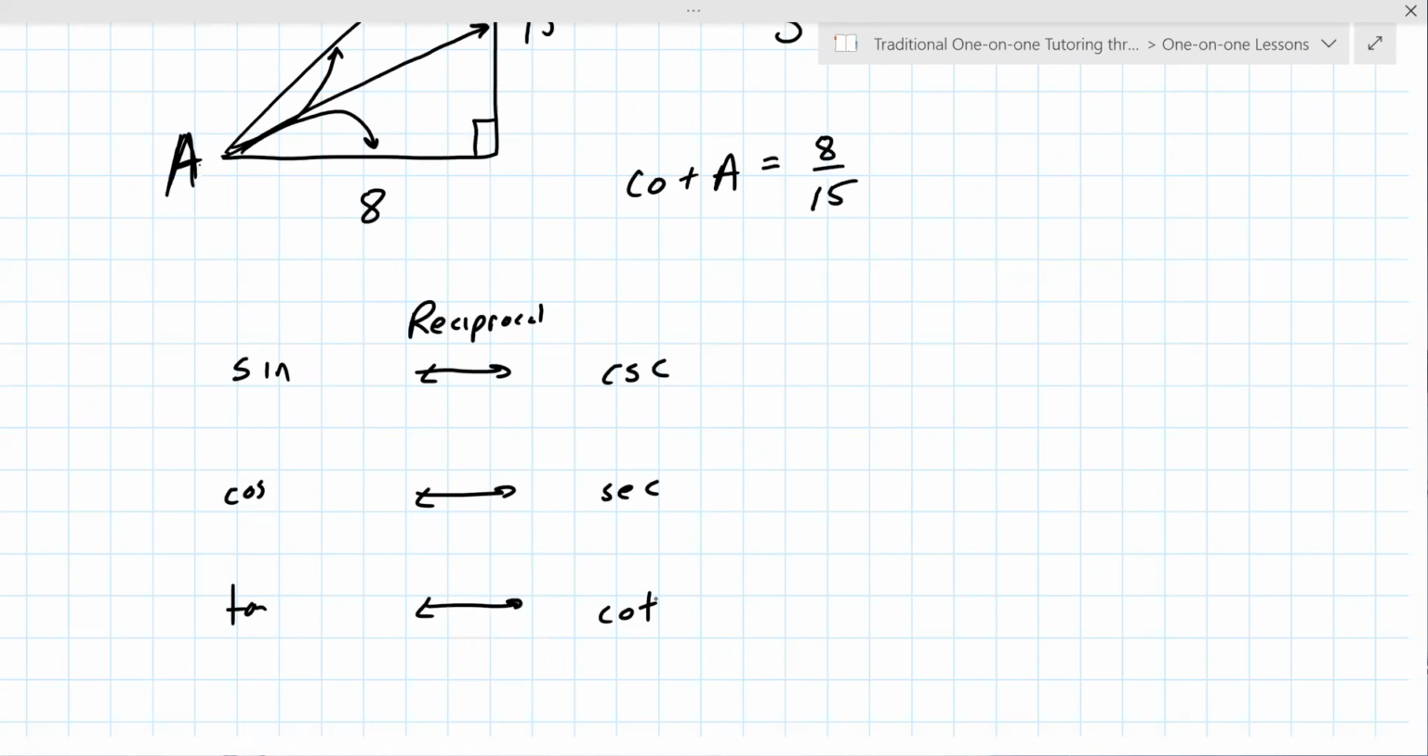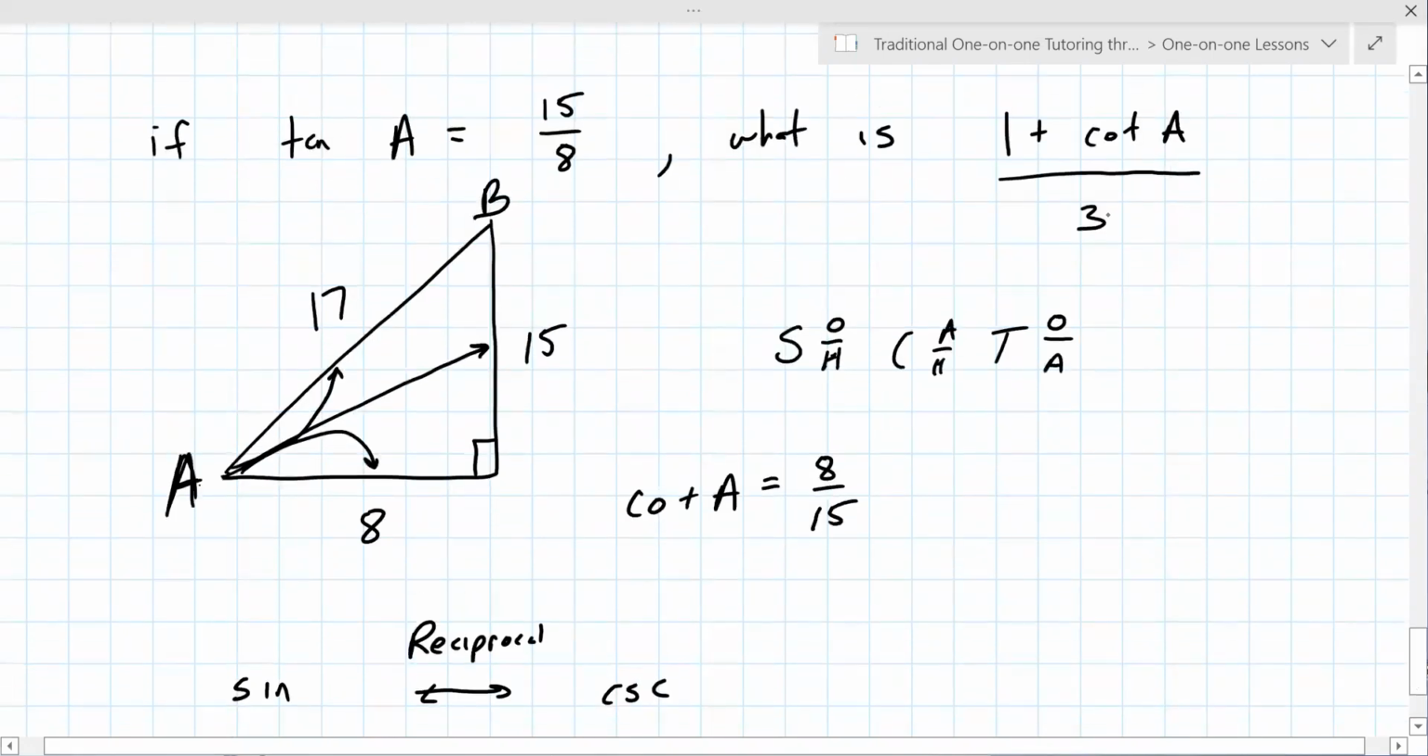Okay, so back to our problem here. Our problem is 1 plus cotangent of A, so 1 plus 8/15 over 3. Go ahead and simplify that, please.